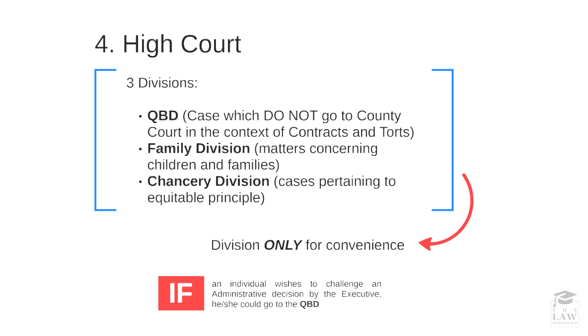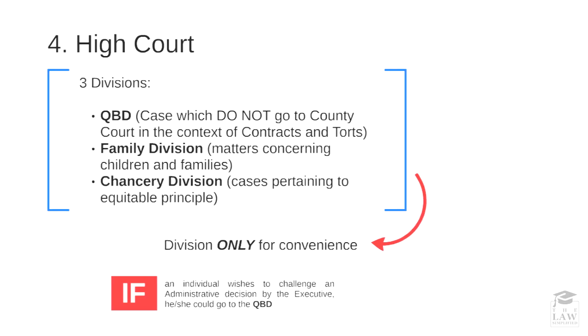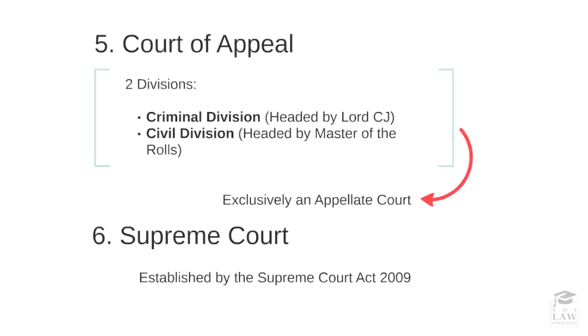Now, it's notable that if an individual wishes to challenge an administrative decision by the executive, then he or she should bring it to the Queen's Bench Division of the High Court. The two top-tier appellate jurisdictions are enjoyed by the Court of Appeal and the Supreme Court, and therefore we will take a quick summary of the two of them together.